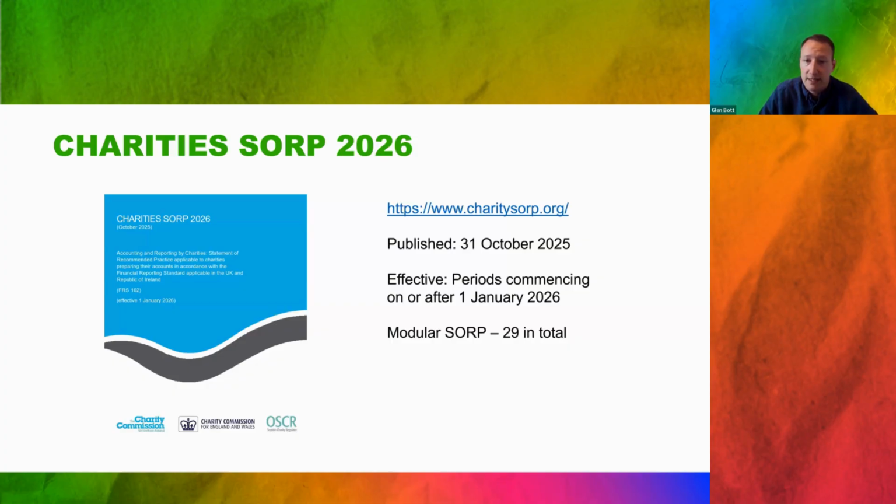The SORP itself is designed to be accessed in modules, with each module including the requirements for a particular aspect of the annual report and accounts, or a particular type of transaction. This is very much consistent with the old SORP, so no change there, and I quite like the module setup of the Charity SORP. There are 29 modules in total, but not all of them are relevant for all charities. The modules with the greatest changes from the old SORP are the trustees report module, which is module 1, the recognition of income, which is module 5, and lease accounting, which is a brand new module, number 10B.